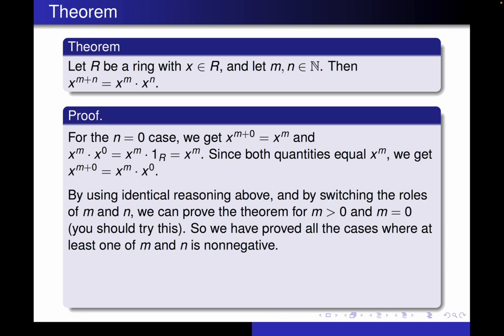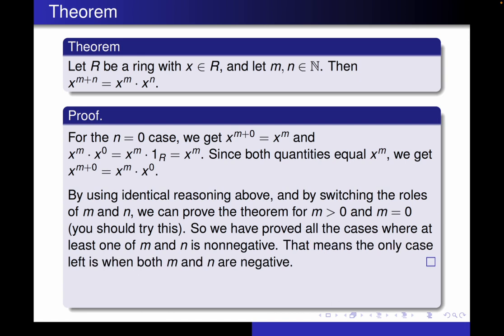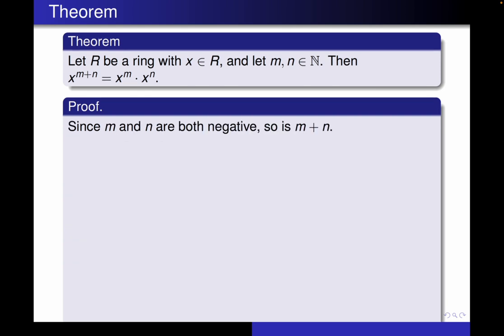So we proved the case where m is non-negative and n is anything. We have proved the case for n is non-negative and m is anything. The only case left is when they're both negative, right? So m and n are both negative, and so we'll get to work on that case. All right, so m and n are both negative. That means that m plus n is also negative, right? Anytime I add two negative integers together, I get another negative integer.